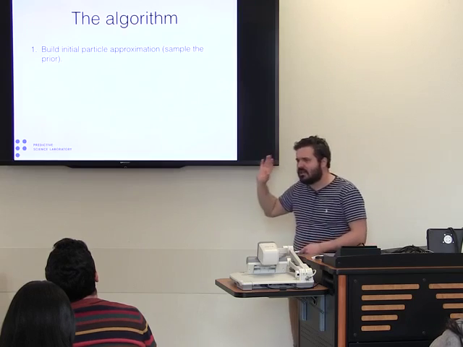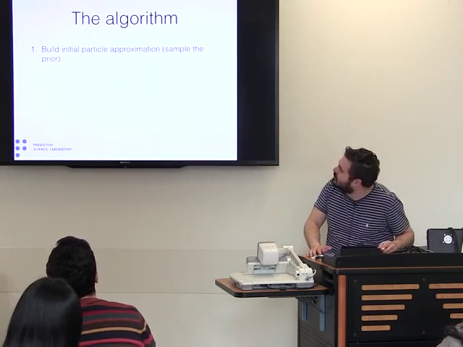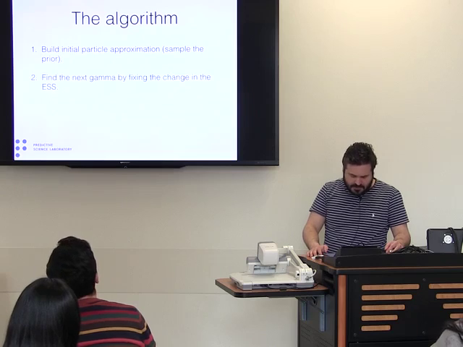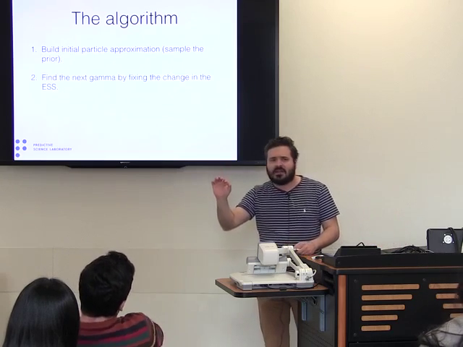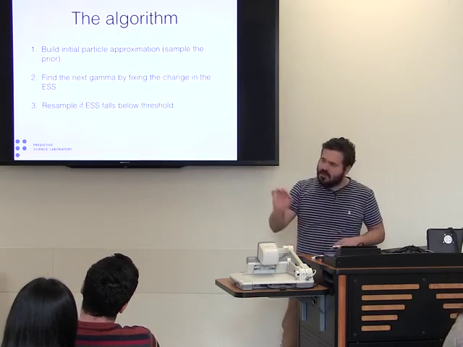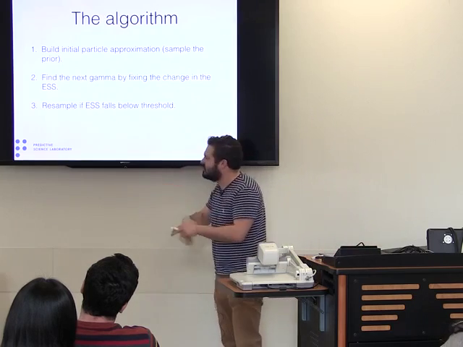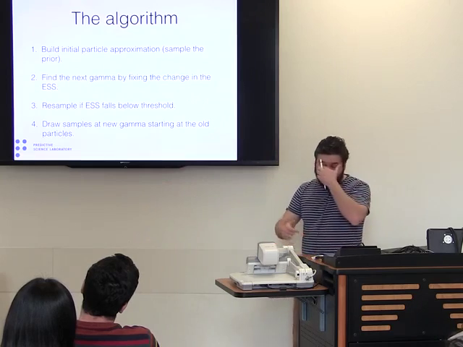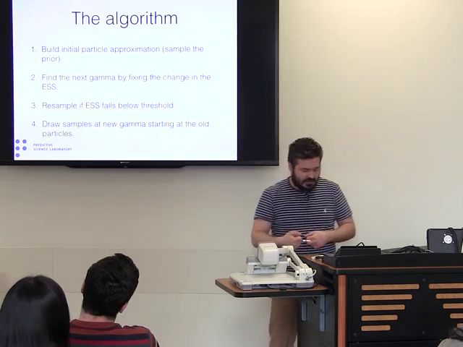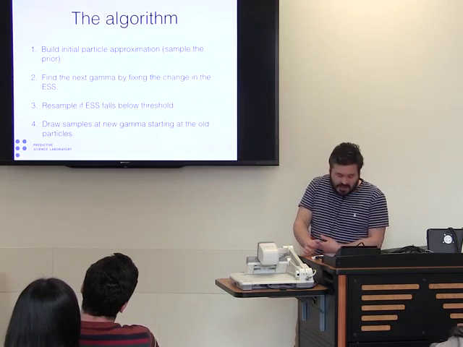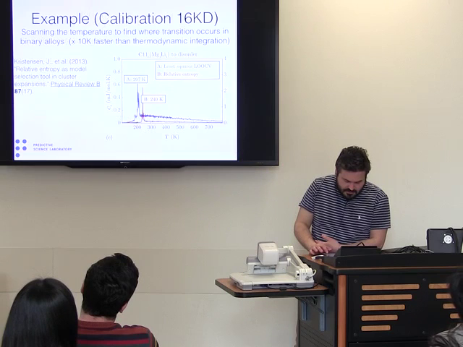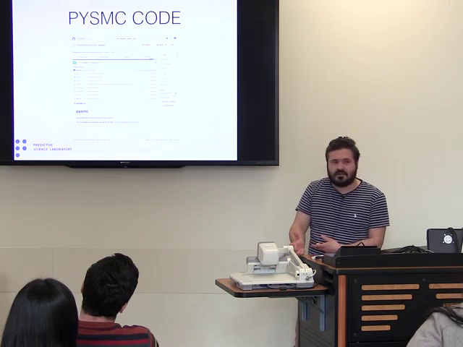Now the algorithm goes like that. Let me just discuss the algorithm, and then I'll tell you why you're lucky. You build an initial particle approximation from the prior. You find the next gamma so that the effective sample size is not reduced a lot. If the effective sample size is below 50% of the particles, you resample. Otherwise, you do a little bit of MCMC to perturb the samples, and you use a weight formula to update the weights. That's pretty much it. Okay, and you're lucky because I have implemented it.